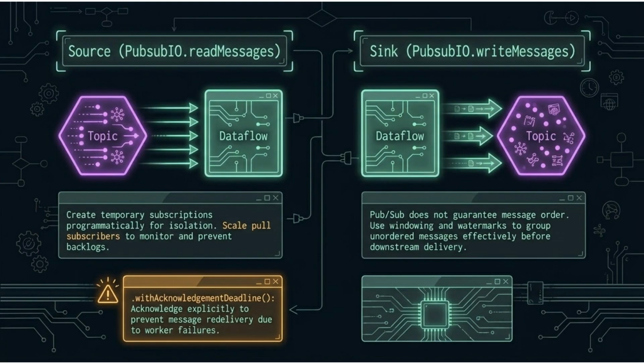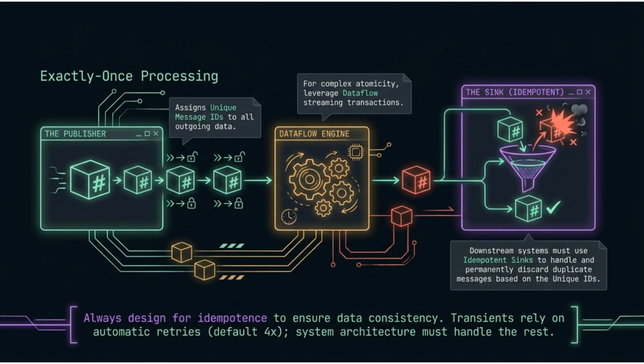When using Pub/Sub as a source, temporary subscriptions should be created for isolation and backlog prevention. As a sink, use windowing and watermarks to manage unordered messages due to Pub/Sub not guaranteeing message order. Dataflow supports exactly once processing by assigning unique message IDs to outgoing data. The Dataflow engine handles complex atomicity through streaming transactions. Downstream systems must use idempotent sinks to discard duplicate messages based on the unique IDs.